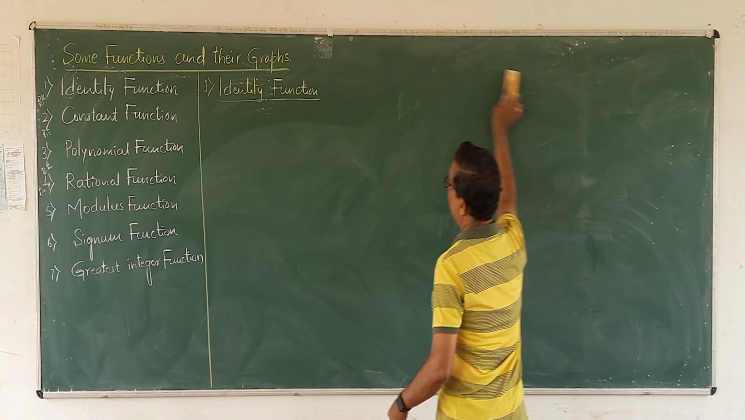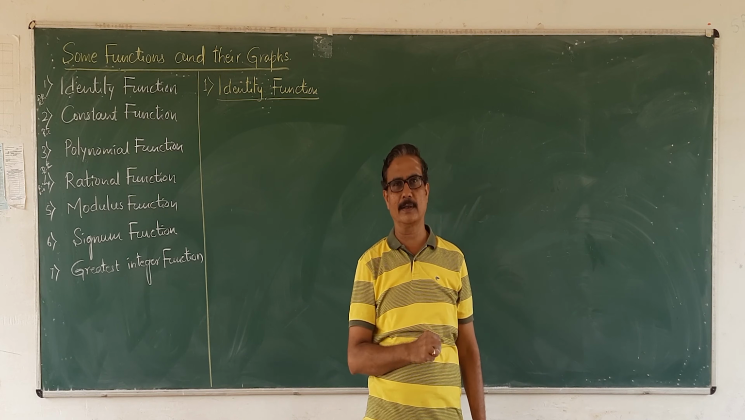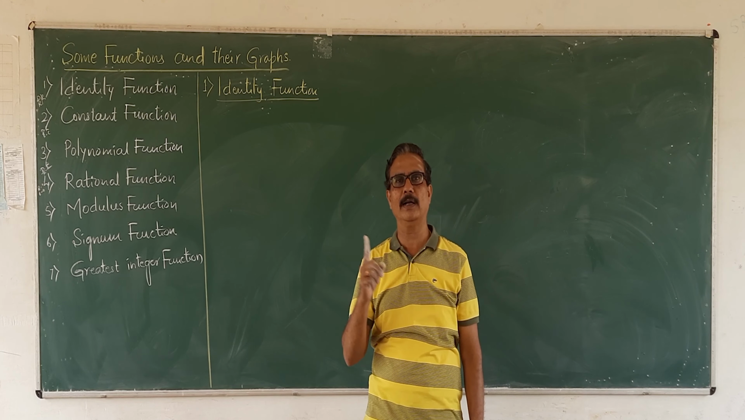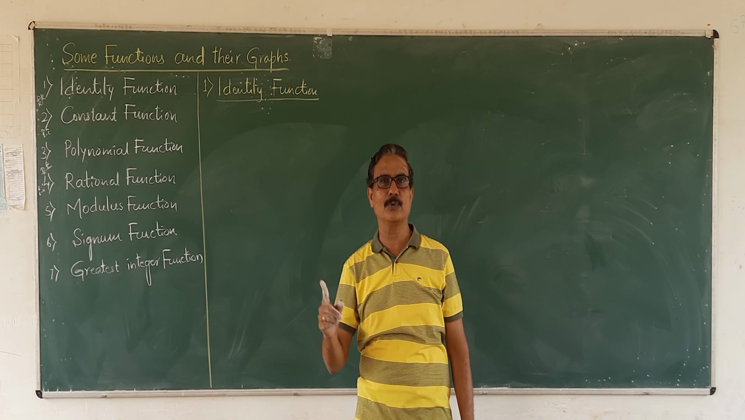Look, how a 5 mark question will be given to you: define identity function, 1 mark. Draw the graph of the identity function, 2 marks. Graph 2 marks. Write the domain and range. Domain 1 mark, range 1 mark. Totally 5 marks. Very simple concept.